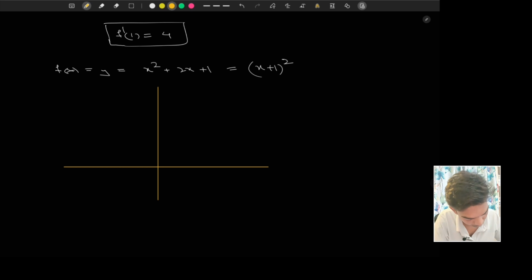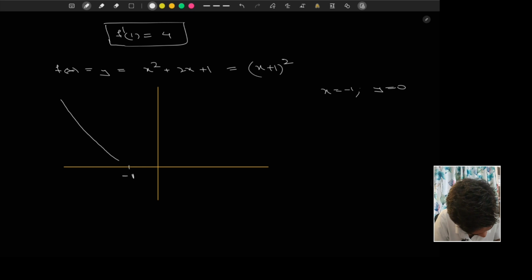So when x is equal to minus 1, y is equal to 0. So x is equal to minus 1 is here, and it is always positive. It's always positive, and it's also a parabola. So let me draw this function, and it's symmetric about the x is equal to minus 1 axis.